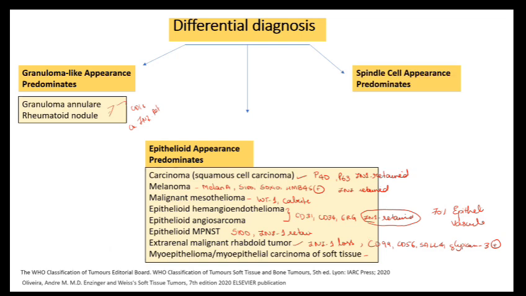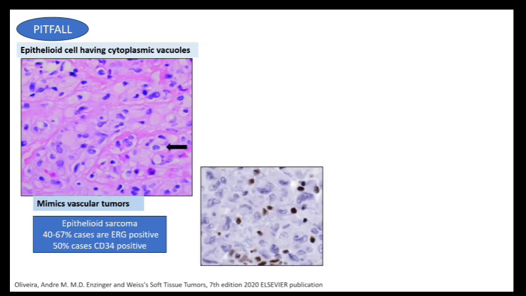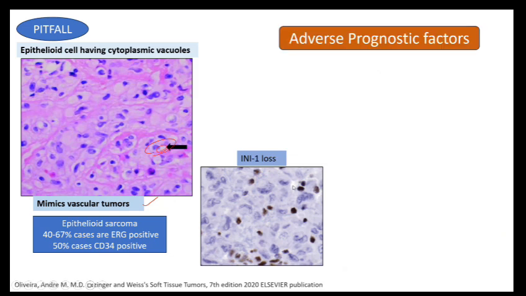If you see more of a spindle appearance, then your differential will be clear cell sarcoma of kidney, which will be positive for BCOR and cyclin D1. Okay. Then pitfalls is the most common one. What happens is in these epithelioid sarcomas, you tend to have this vacuoles sometimes. Those vacuoles can mimic your vascular tumors, as I told you. So that time you tend to confuse with the vascular tumors and you put in your IHC panel the vascular markers like ERG and CD34. They will be positive in epithelioid sarcomas. Only your INI1 loss will help you.